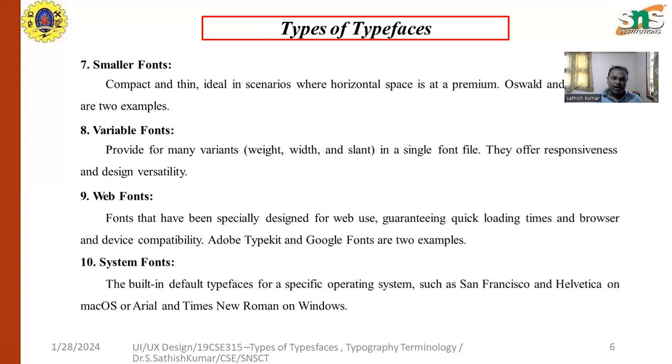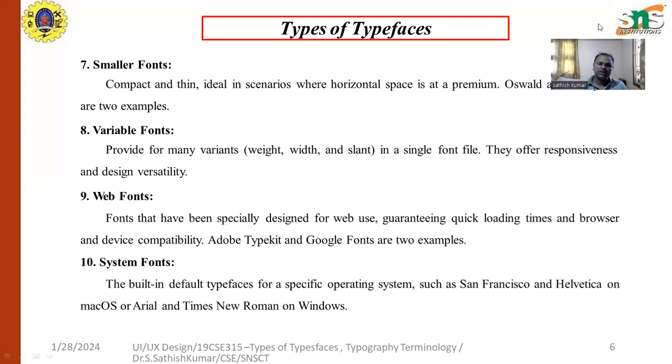So next one is condensed font. Oswald and Compacta are the best examples. Here we have reduced horizontal space, thin and compact, and the thin and compact look is premium.